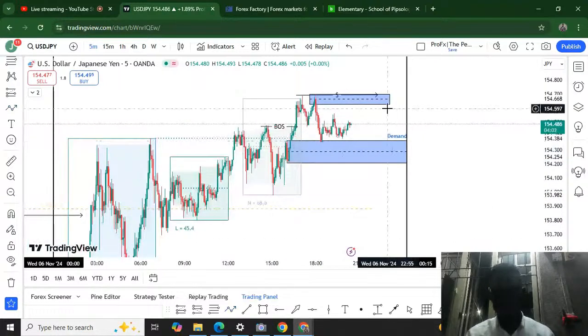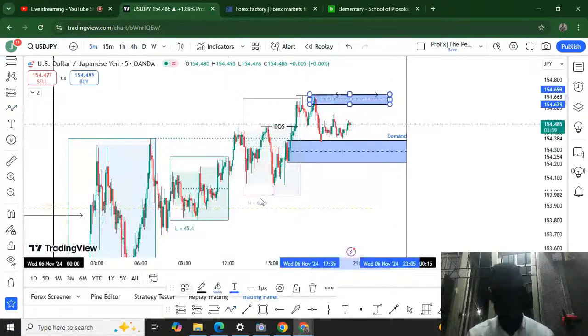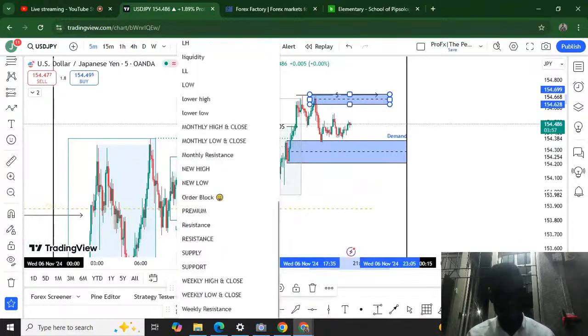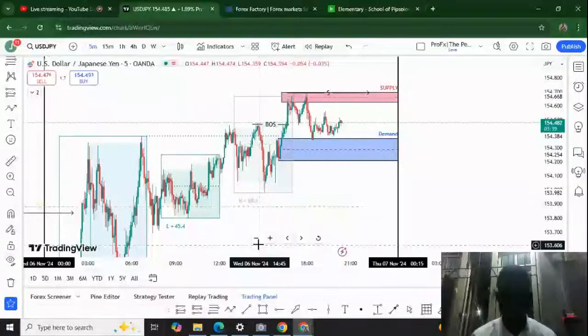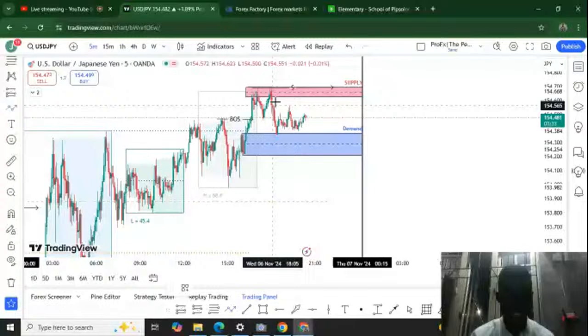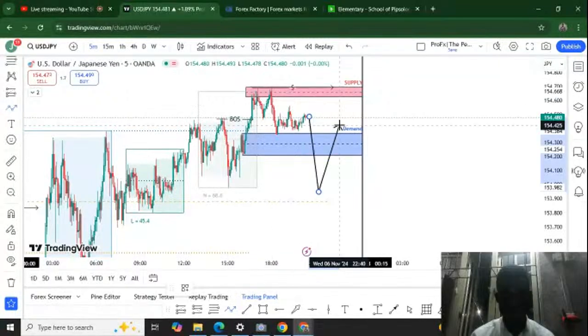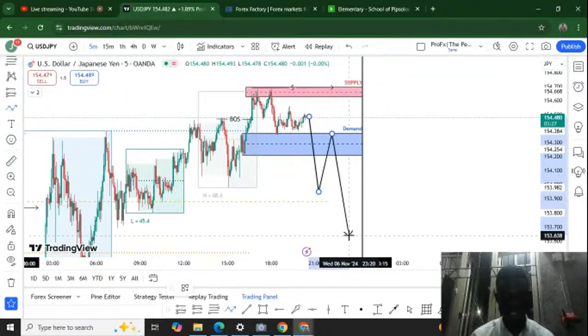So I'll send this to the group now. So once again, what are we expecting? A breakout, and what? A pullback. So now what? To sell.